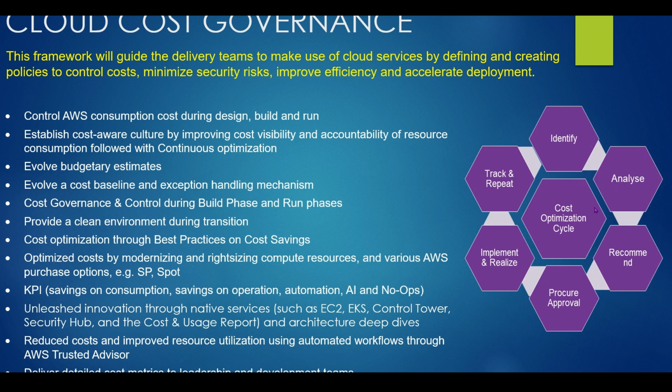Okay, so the cost optimization cycle, this is how it works. This is the framework. We have to identify the workloads for optimization, and then we need to analyze how much is the actual usage based on CloudWatch monitoring, the Compute Optimizer tool, Trusted Advisor, or different tool sets. We need to analyze what is the actual consumption.